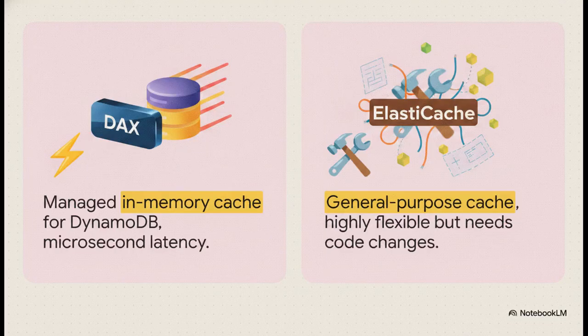But wait, what happens if your app gets too popular? If your DynamoDB reads are getting seriously congested, DAX, the DynamoDB Accelerator, is your plug-and-play lifesaver. It's a fully managed in-memory cache exclusively for DynamoDB, and it gives you microsecond latency without touching a single line of your application logic. ElastiCache on the flip side is a general-purpose cache, really flexible, great for session data, but it requires heavy code changes and manual server management to implement.